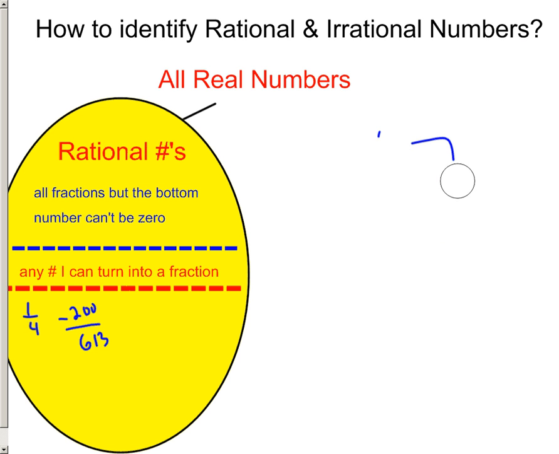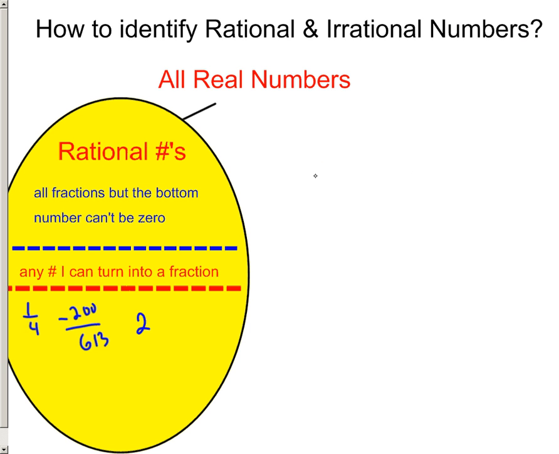But it's more than just fractions. It's so much more than just fractions. It's also, see here in red, any number I can turn into a fraction. So when we looked at the number 2, that is a whole number. It's also an integer. It's positive. And so you can turn any of these integers into a fraction by just putting a 1 underneath it. So can I turn 2 into a fraction? Yes. And that answers this question of, can I turn it into a fraction? Yes. So 2 is considered a rational number.